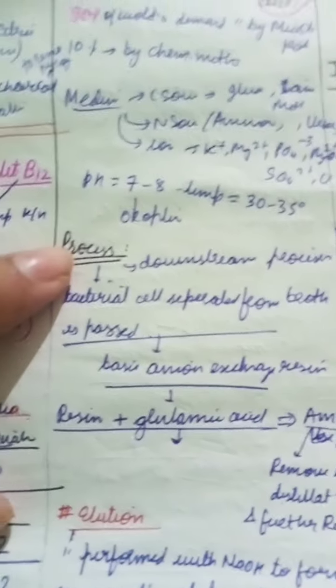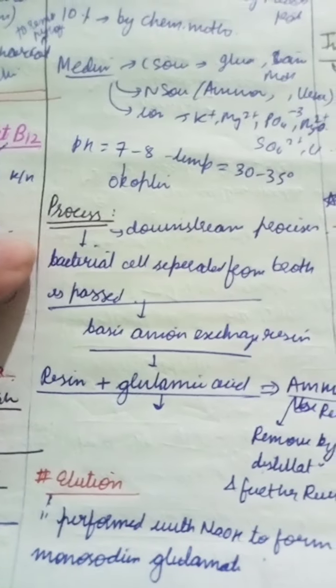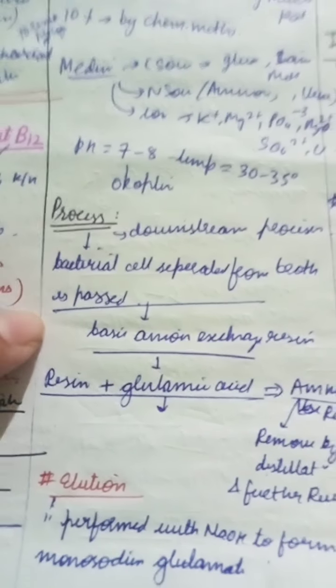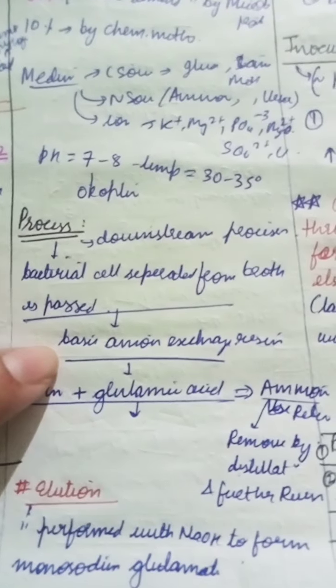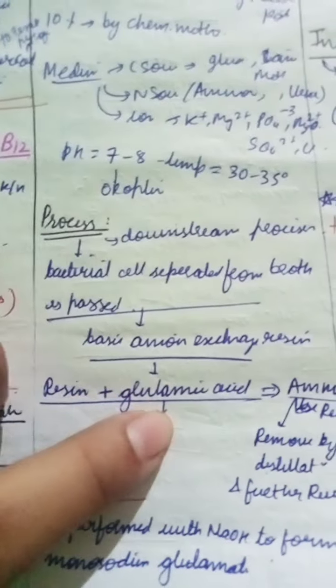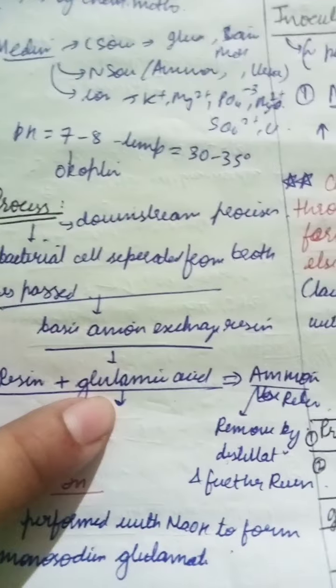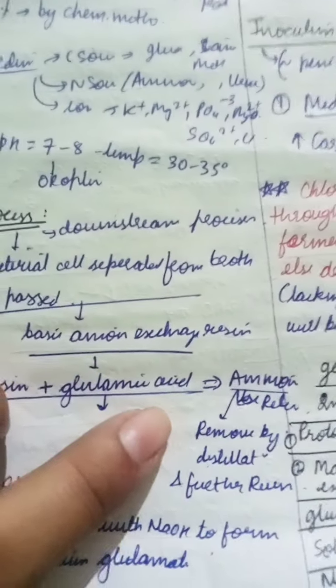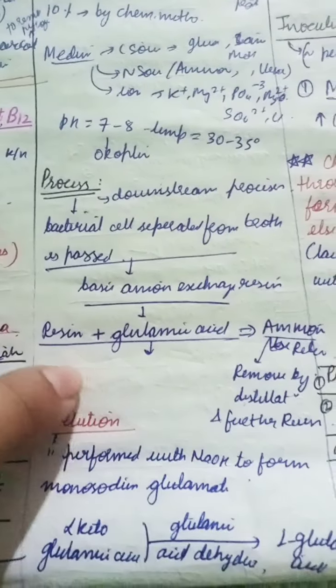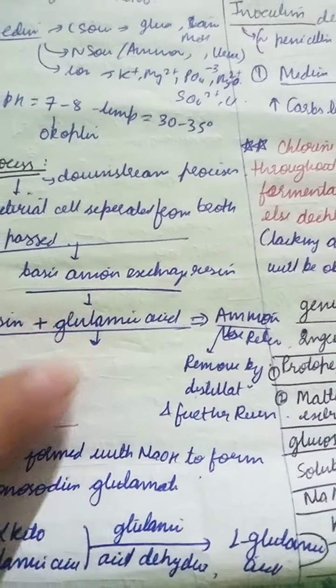The procedure is basically downstream processing. In this, the bacterial cells are separated from the broth, which is passed to the ammonium resin exchange. This resin will react with glutamic acid to form the ammonia, and this released ammonia will be removed by the distillation process, and further the resin will be removed and we get the glutamic acid.